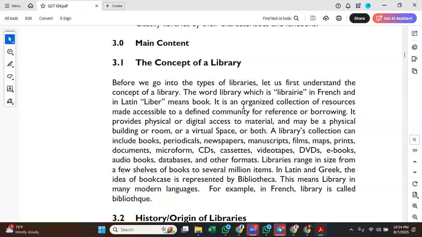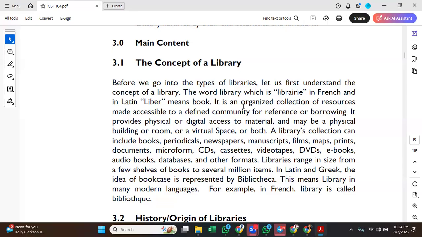Then the other thing says made accessible to a defined community, not just made accessible to just anyone, not like a madman going on the street who will just enter and say, please give me Things Fall Apart. It is a defined community. All those types of library that we'll be talking about in the course of our study, you find out that each of them has a defined community that are permitted to borrow or to come to them for their services.